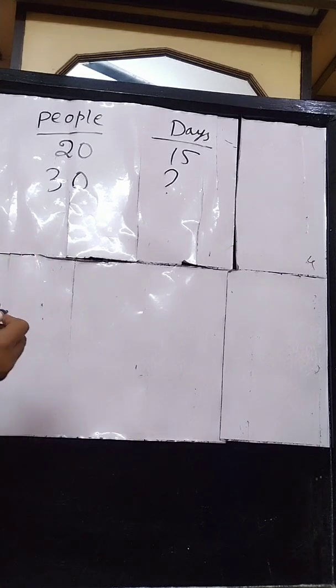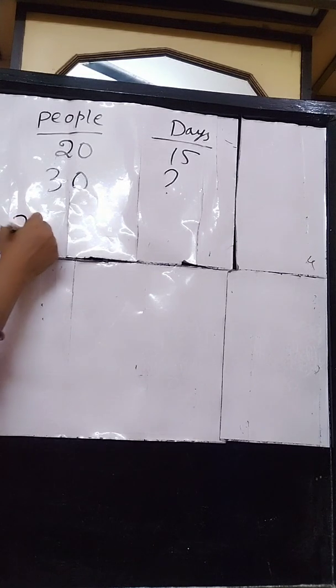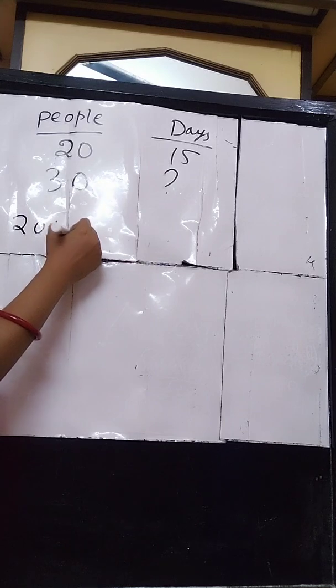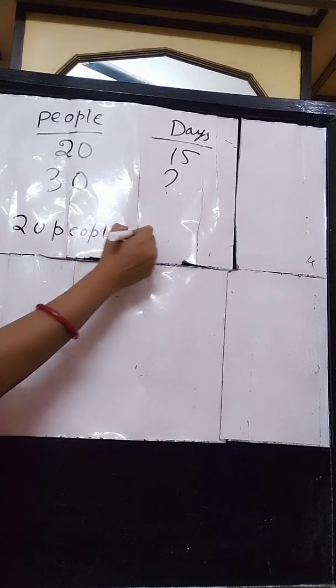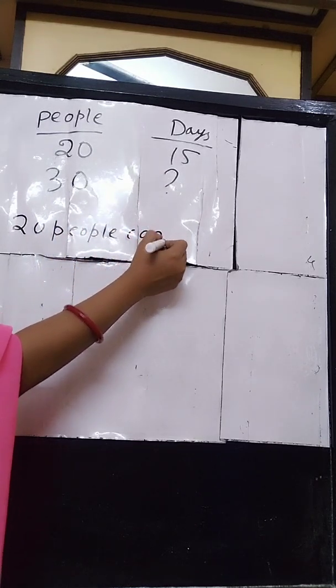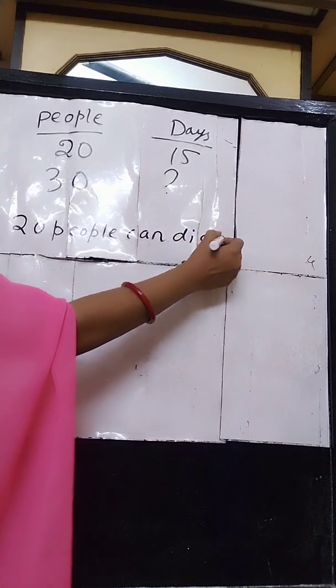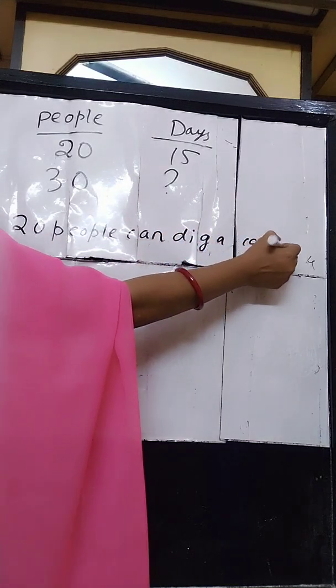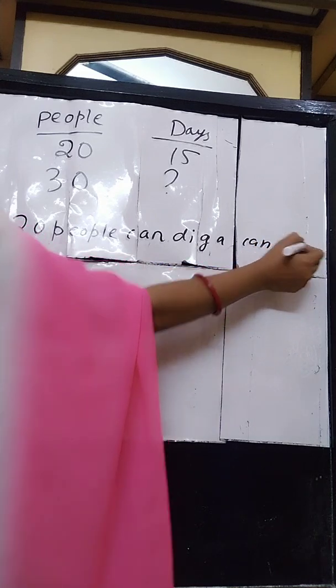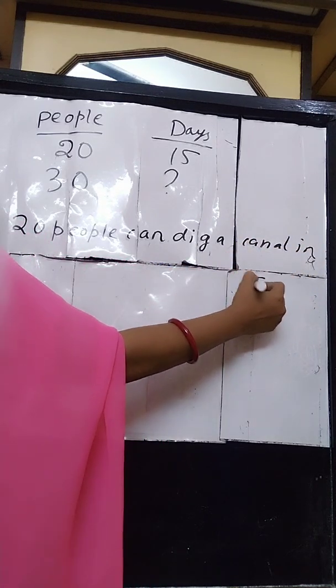So what will you write? You will write that 20 people can dig a canal in 15 days.